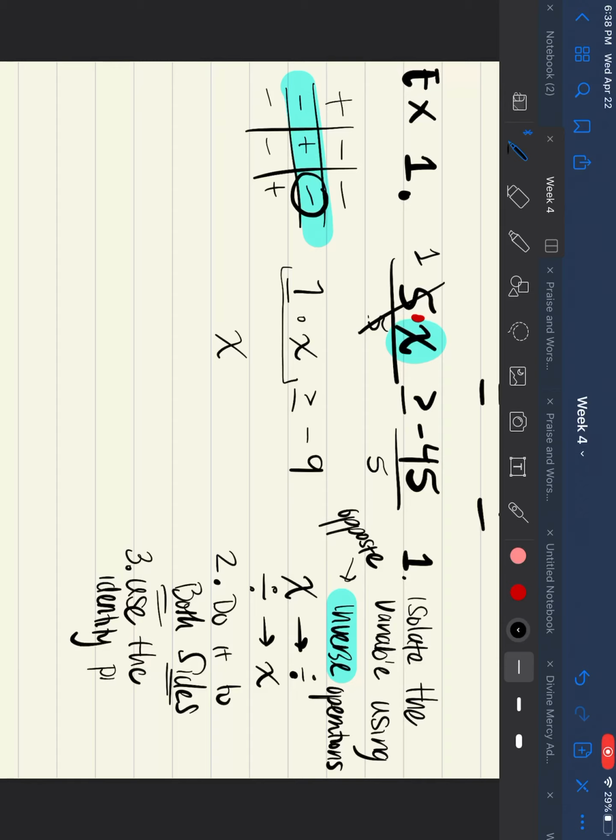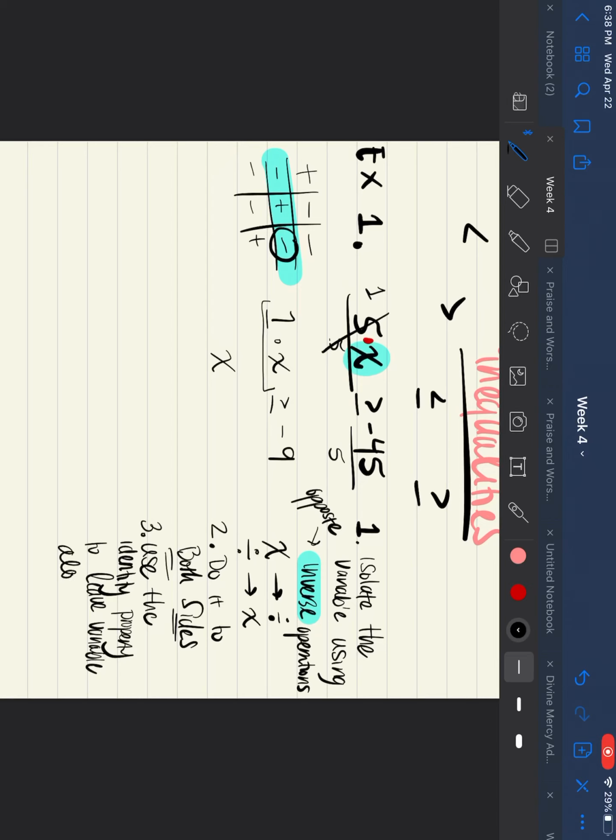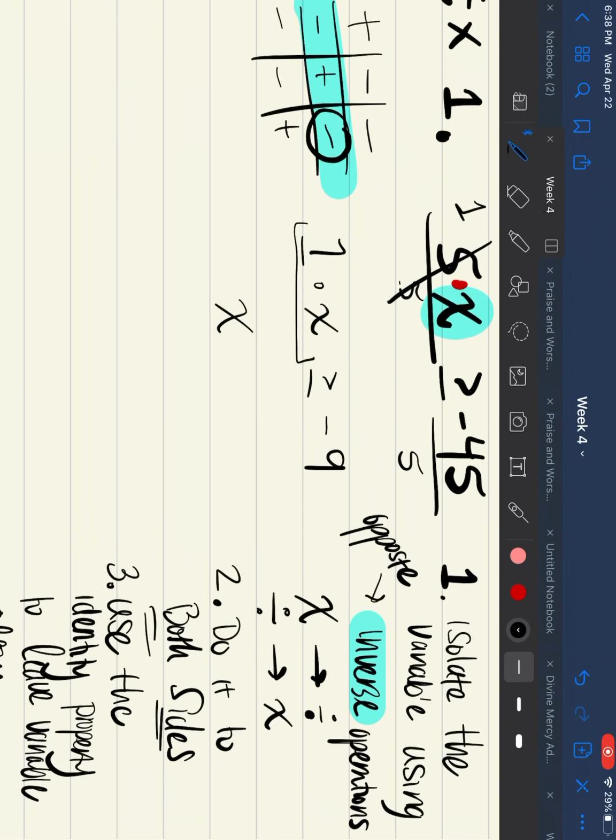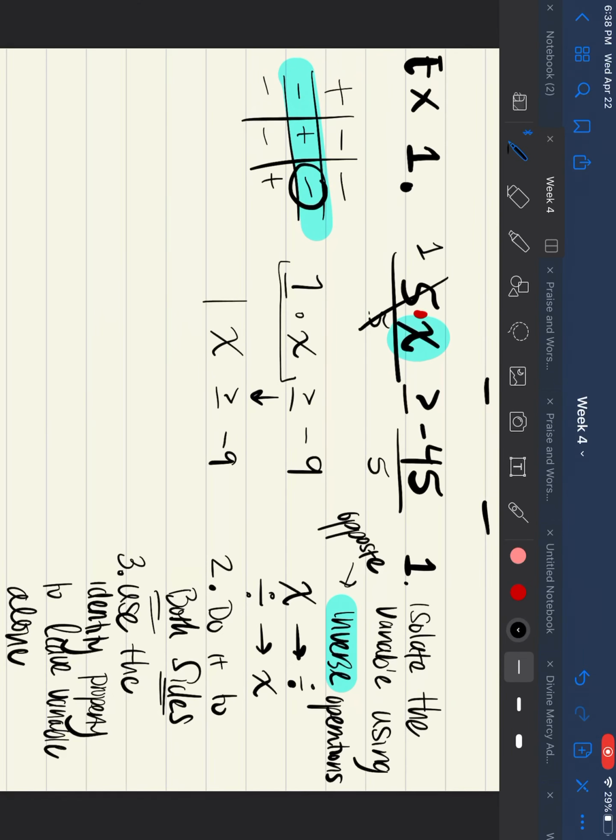Use the identity property to leave the variable alone, which we just did. It's already by itself. Okay. And then I just go ahead and bring my symbol down. Don't forget to bring your symbol down, and you have negative 9. So therefore, this means that x has to be greater than or equal to negative 9 in order for the inequality to remain true.